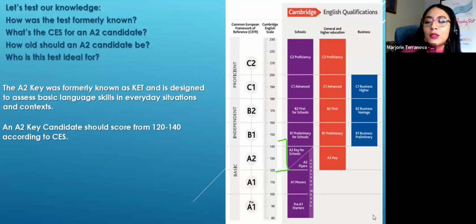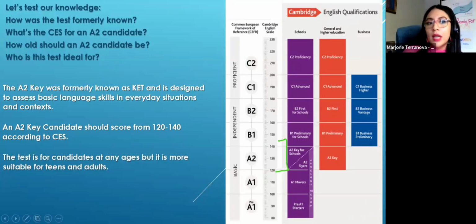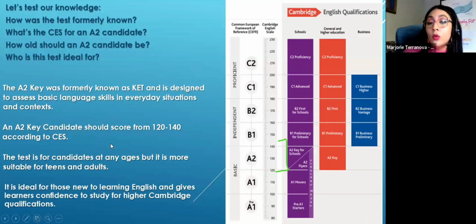A candidate for KET should ideally be a teen or an adult, but anybody could take the test, right? And this test is ideal, as I mentioned before, for showing basic language skills, but also for preparing students for higher qualifications such as B1 Preliminary and B2 First.